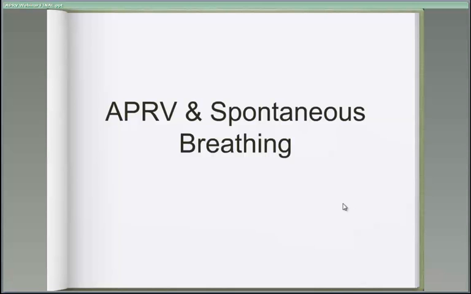Now, I do want to talk about APRV and spontaneous breathing. And this is, of course, one of the key features when I think of APRV, and one of the things we try to do. We actually try to institute spontaneous breathing within 24 hours of either admission or post-operative states. And we believe this is beneficial, and I'll address some of the other issues that might pop up here.